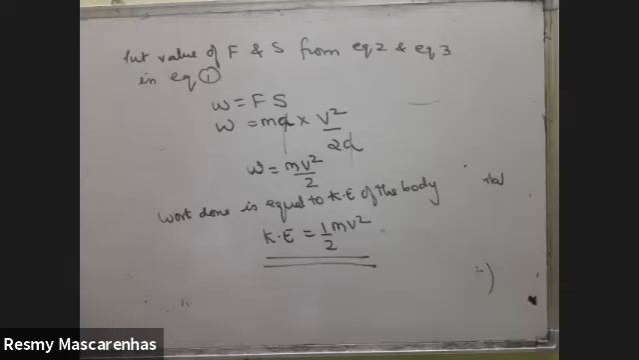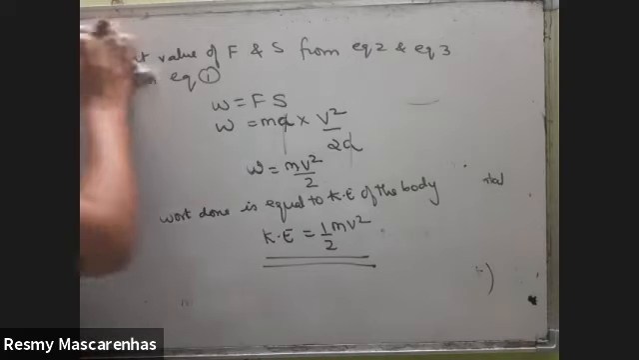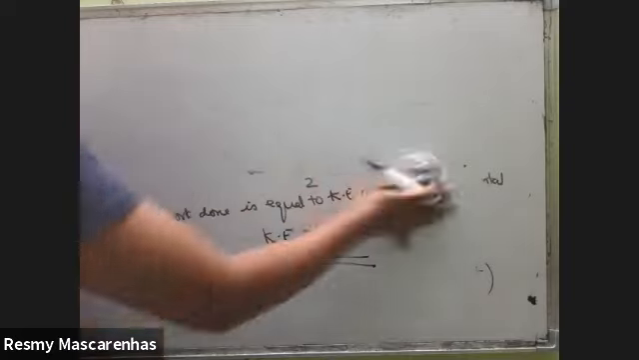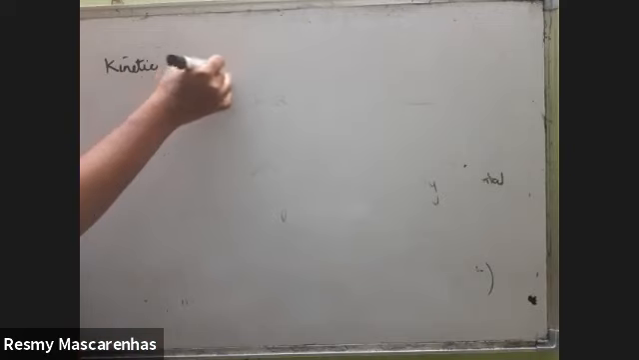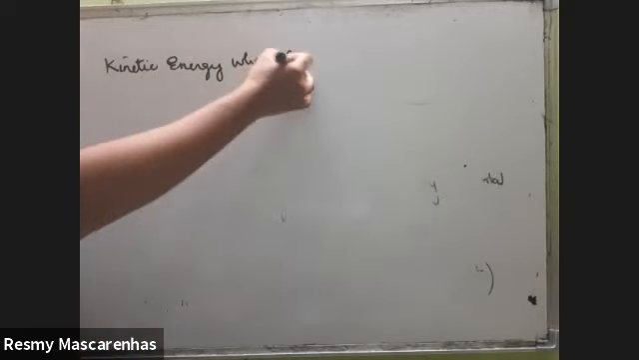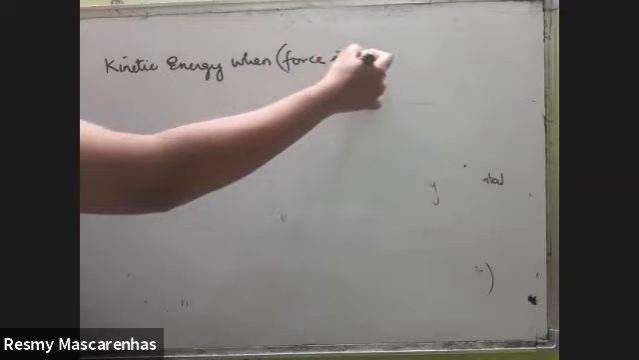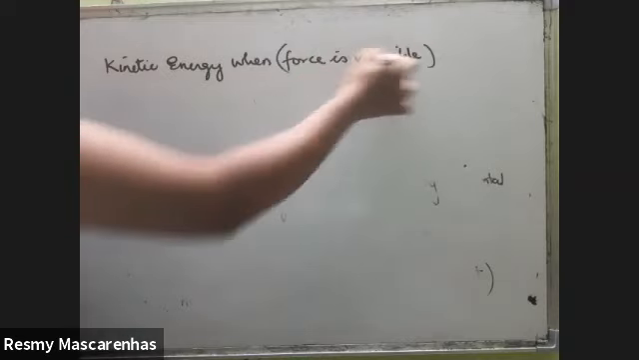Now suppose the force was changing all the time. Whenever there is a variable force, integration will come into the picture. We have already done one derivation in the previous class. In the same way we have to derive here for kinetic energy when force is variable. The previous one was when it was constant.